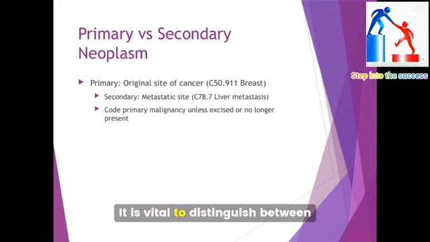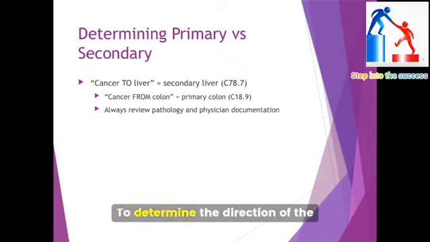It is vital to distinguish between primary and secondary sites. The primary site is where the cancer originated, like the breast. The secondary site is where the cancer has spread or metastasized, such as the liver. As a rule, we continue to code the primary malignancy as long as it is being treated or is still present in the body.